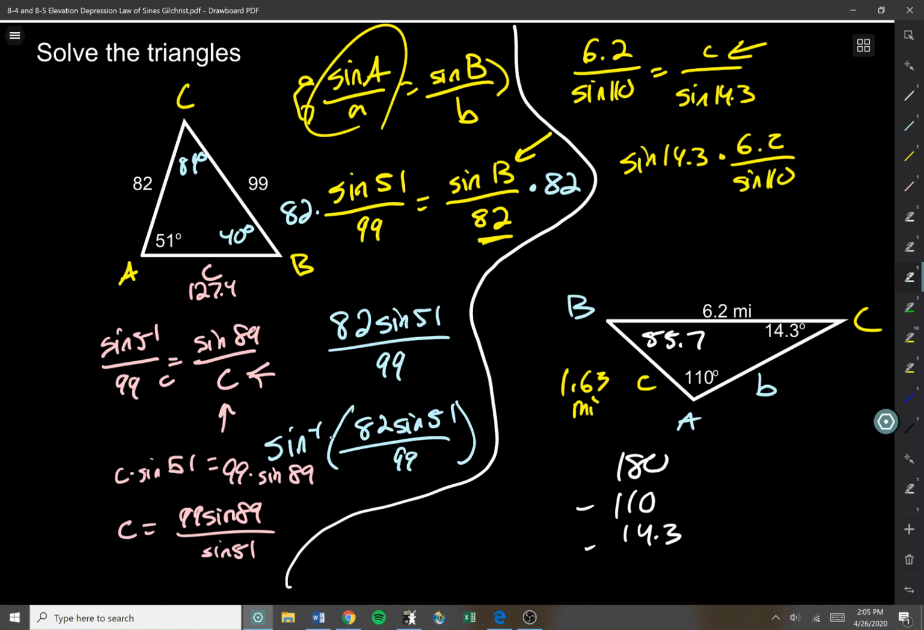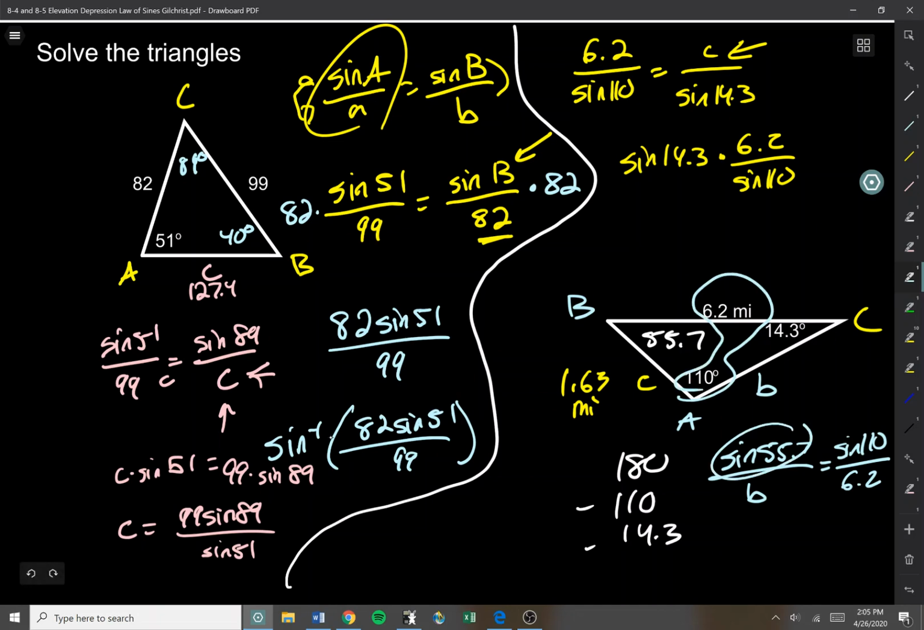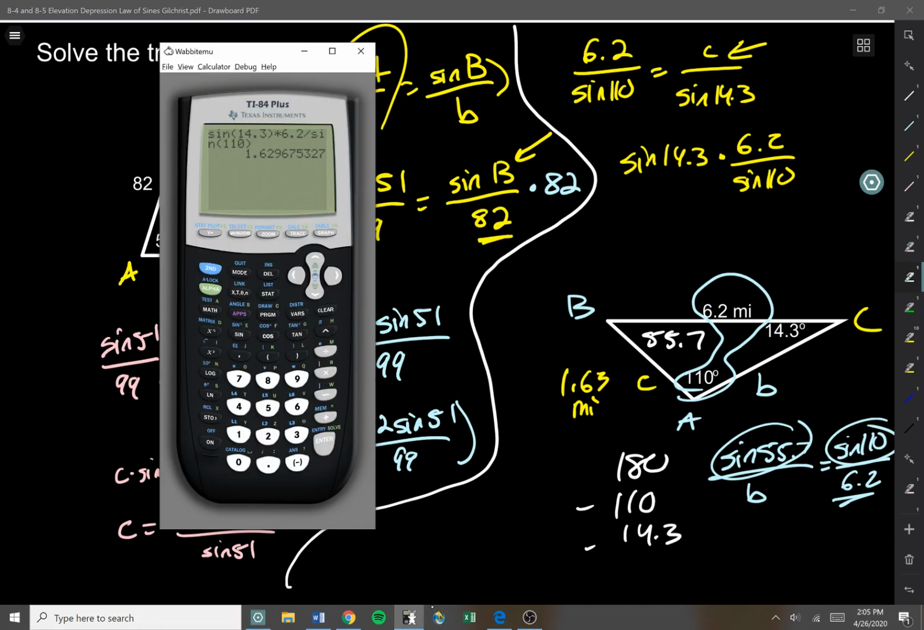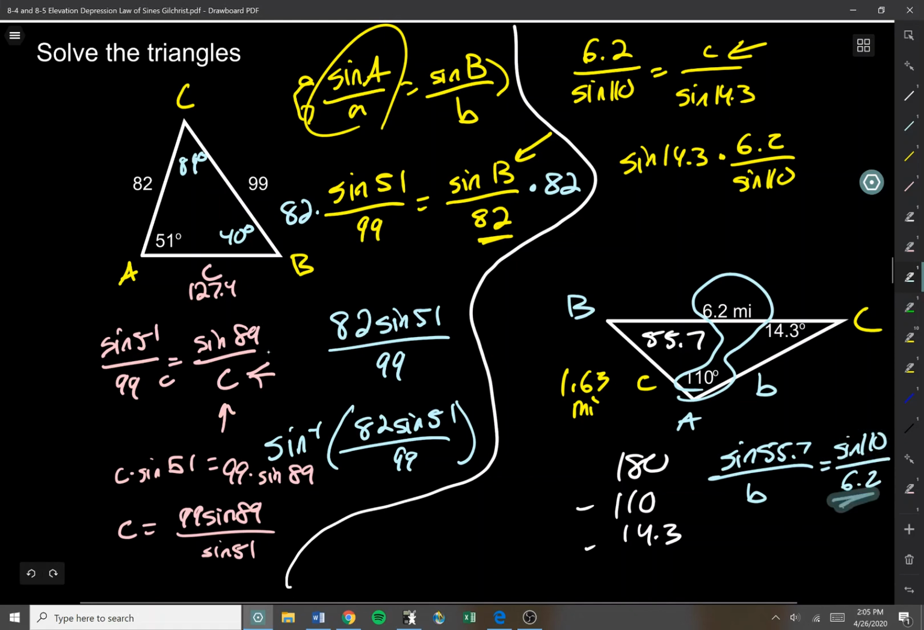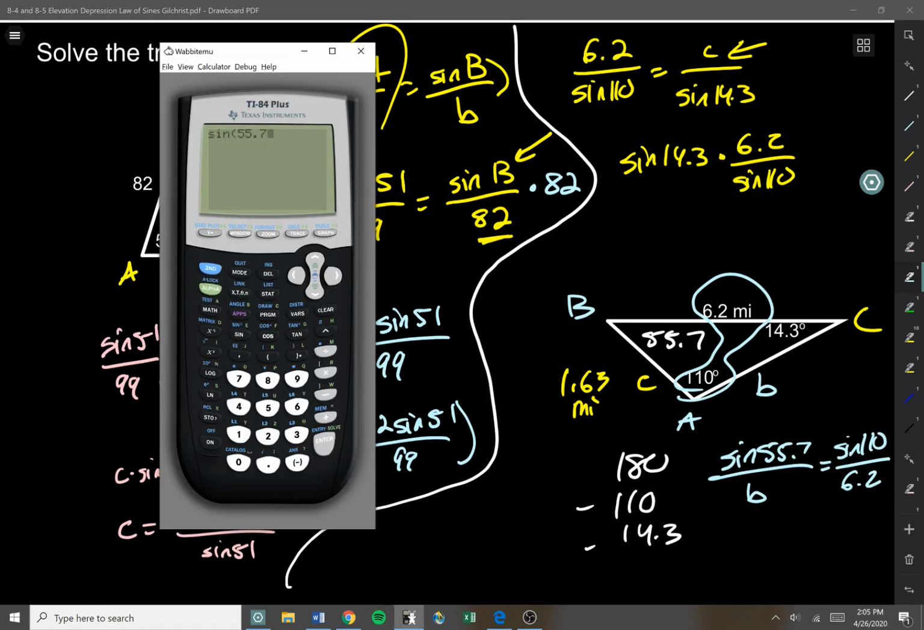It's going to be the same thing. I'm going to do sine on top this time. So the sine of 55.7 over B equals the sine of 110 over 6.2. Always use the side you were given whenever possible. So it's going to be this times this divided by this. I've written this out enough. I'm not going to spend any more time on that. Sine of 55.7 times 6.2 divided by the sine of 110 means that this final side is 5.45 miles.